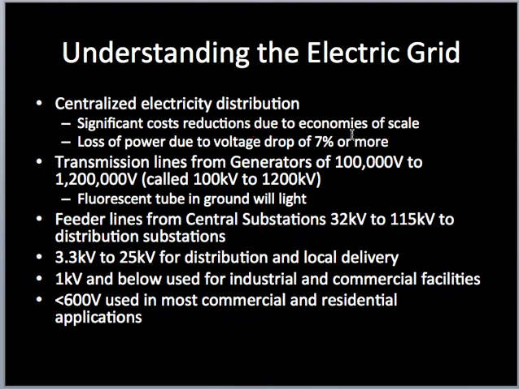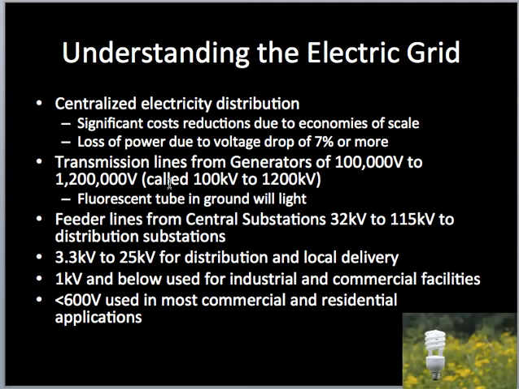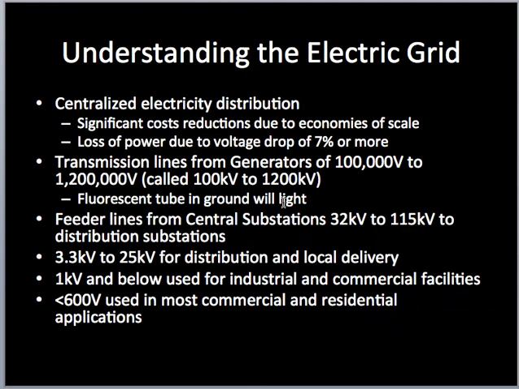Now, the transmission lines that are very, very high voltage, those electrons are extremely excited. So excited, in fact, that you can stick a fluorescent tube in the ground and it'll light up. Those transmission lines that are high voltage transmit that power to central substations that are 32 kV to 115 kV. This K here, of course, represents thousands, so 32,000 volts to 115,000 volts to distribution substations.